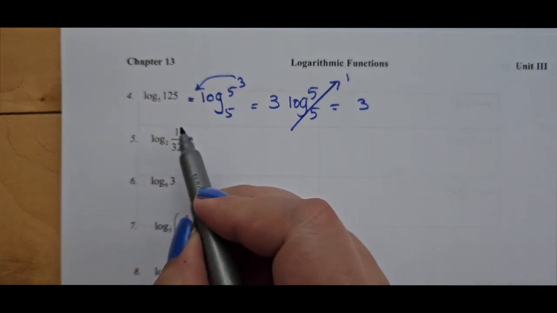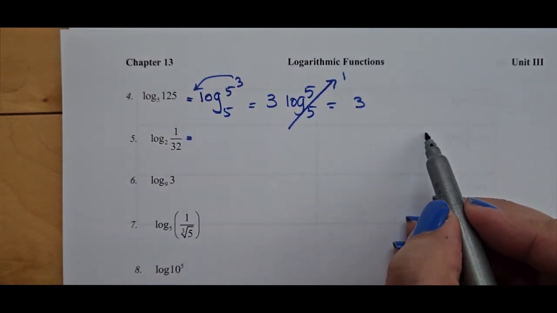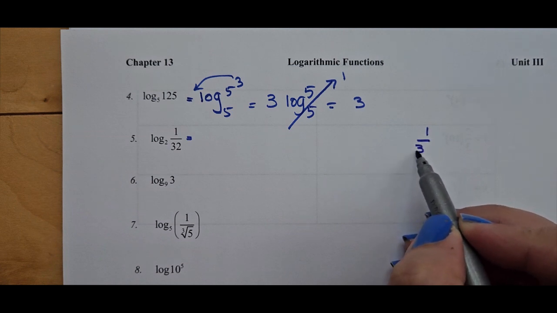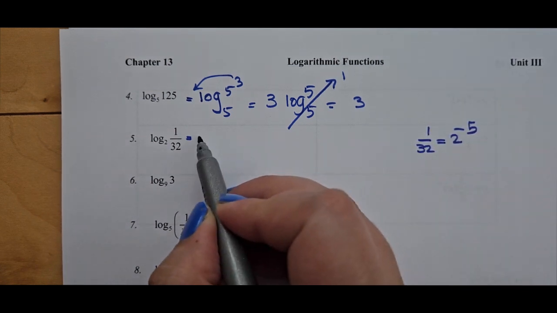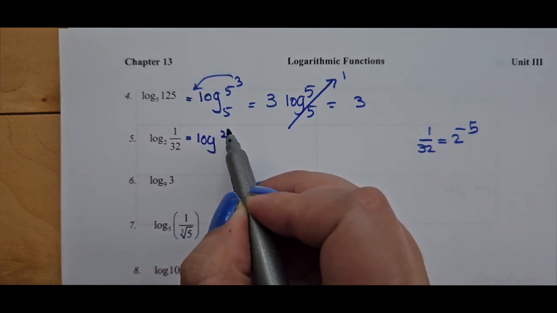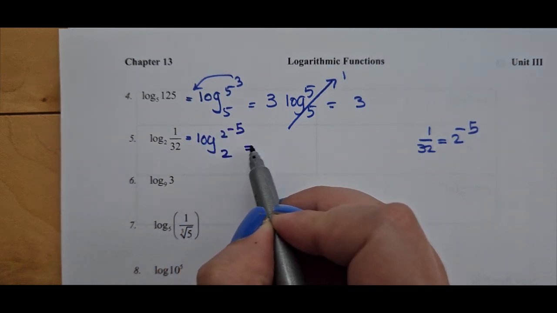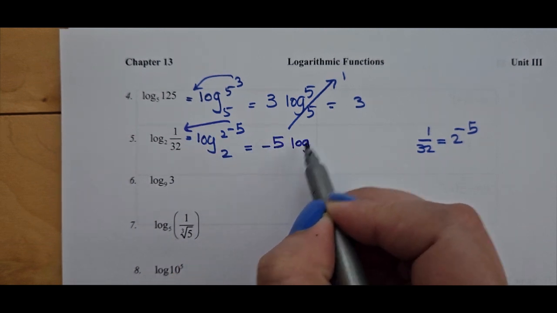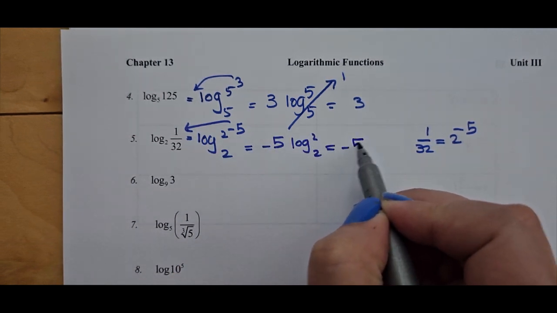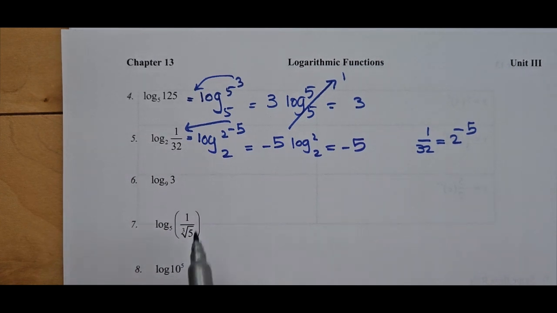Next one here, you have 1 over 32. I'm going to write it as a side note. 1 over 32 is 2 to the power negative 5, right? So here, log 2 to the power negative 5 to the base 2. Negative 5 moves to the front. That would be log 2 base 2. So the answer is negative 5.